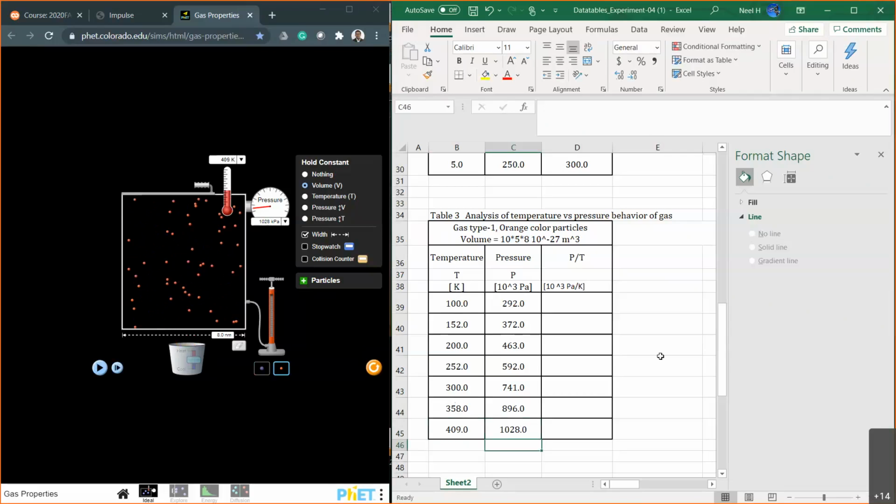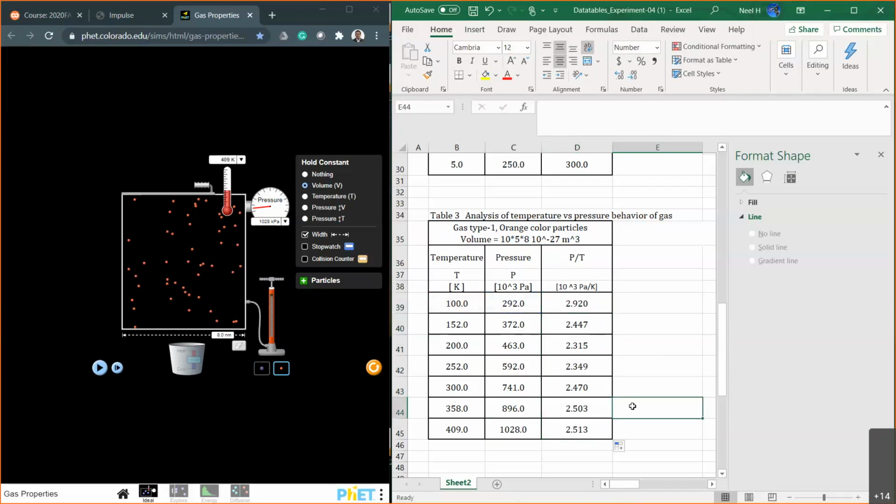Let's take a look whether we can get this calculation correctly. We might not get a constant value at all, but that's what we're expecting, right? The volume remaining constant, we can see whether the pressure and the temperature behave as they're supposed to. Let's do this calculation. Equal sign, the pressure number divided by the temperature value. And then let's click and drag that cell to see whether the number is consistent or not.